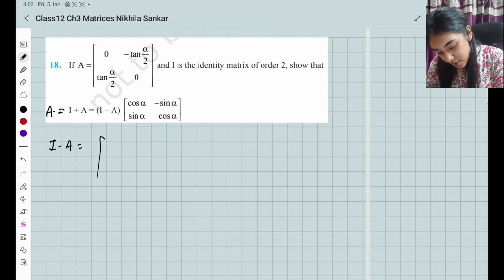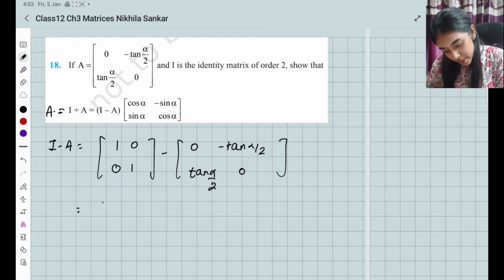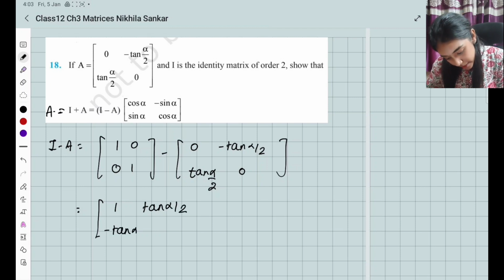So I minus A is going to be [1, 0; 0, 1] minus [0, -tan(alpha/2); tan(alpha/2), 0]. When I subtract, I'm going to have 1 minus 0 is 1. 0 minus of minus tan alpha by 2 is tan alpha by 2. 0 minus tan alpha by 2 is minus tan alpha by 2. 1 minus 0 is going to be 1. So this is I minus A.